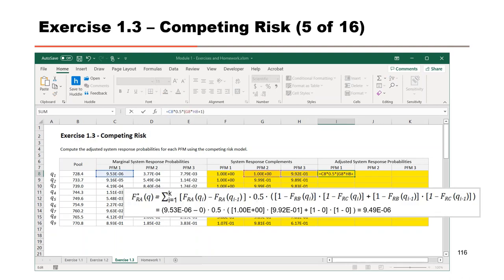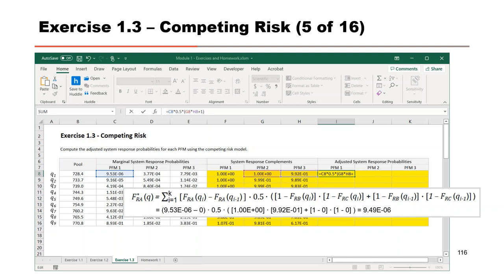For PFM1, the adjusted system response from the competing risk model is going to be equal to the integral of the system response for PFM1 multiplied by the survival function for the remaining failure modes with respect to the hazard. The result of that integral, obtained by using the trapezoidal rule, is shown on the screen.